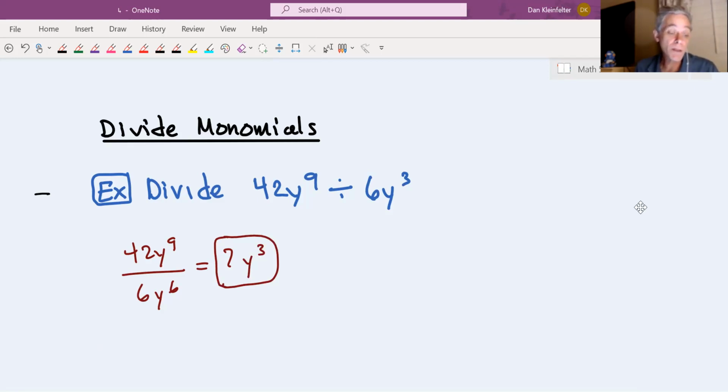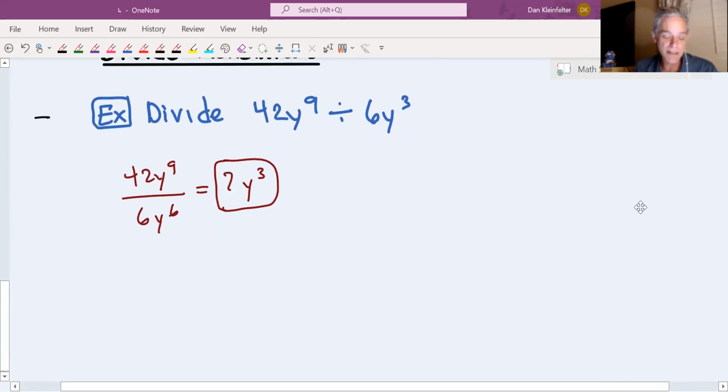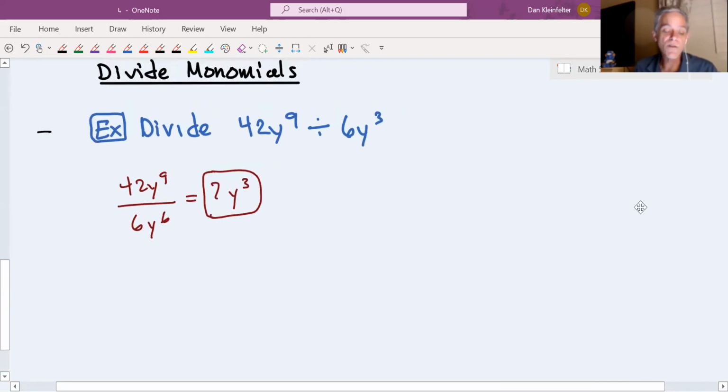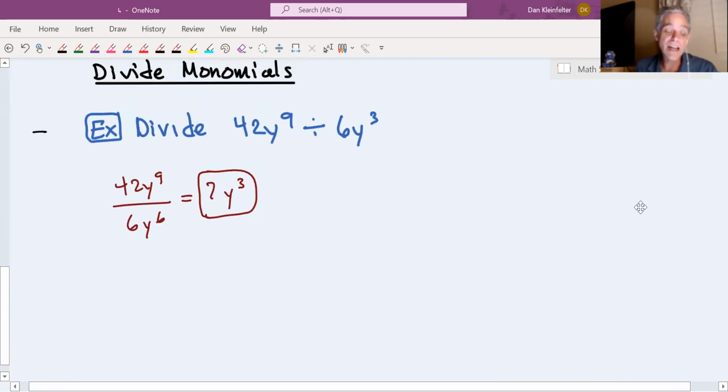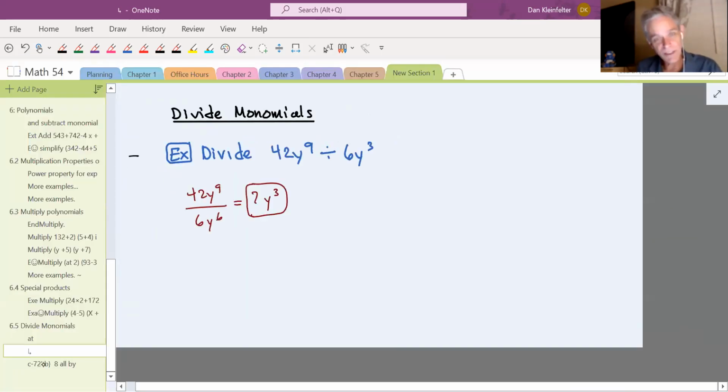When we're working on multiplying polynomials, we saw that to multiply monomials, you multiply coefficients and add exponents. So in order to divide monomials, we divide the coefficients and subtract the exponents. Almost finished.